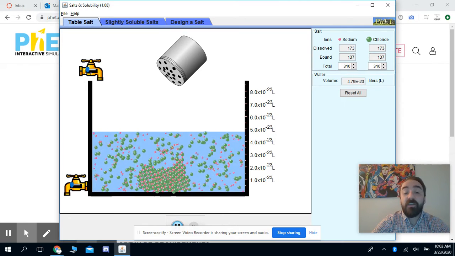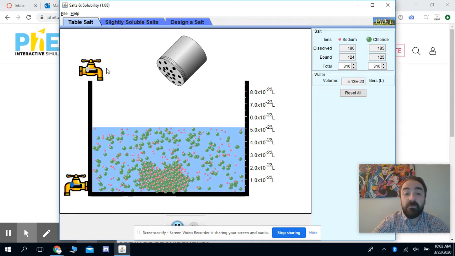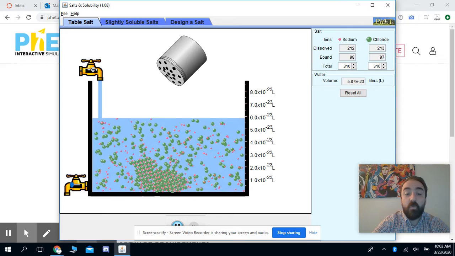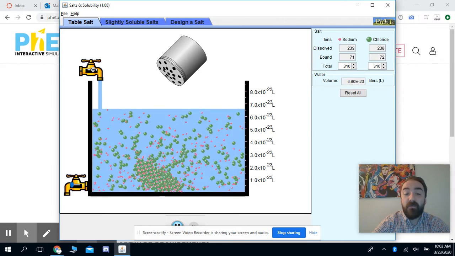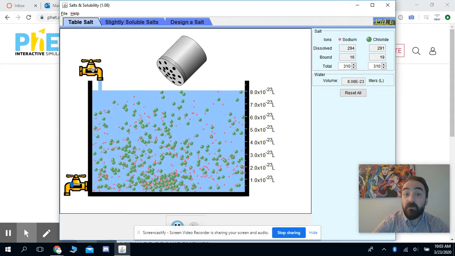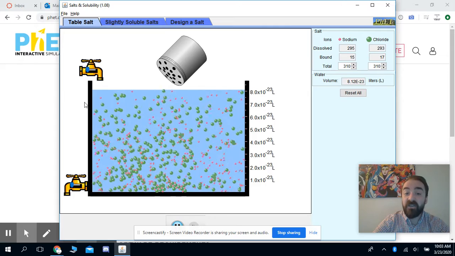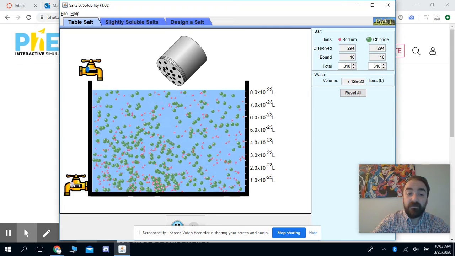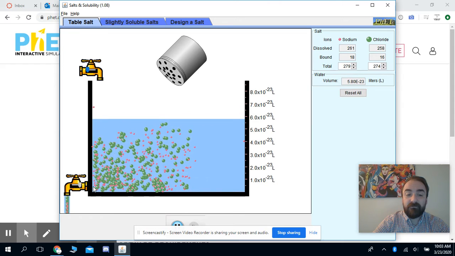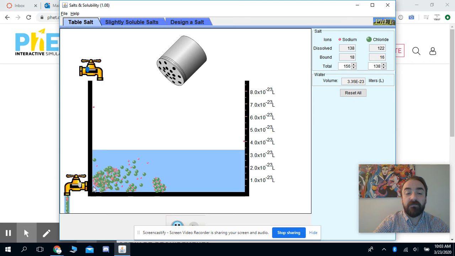Now, if I added more water, I might be able to dissolve some more salt. But there's a ratio of salt to water that's the most I can do. So let's drain this out real fast.